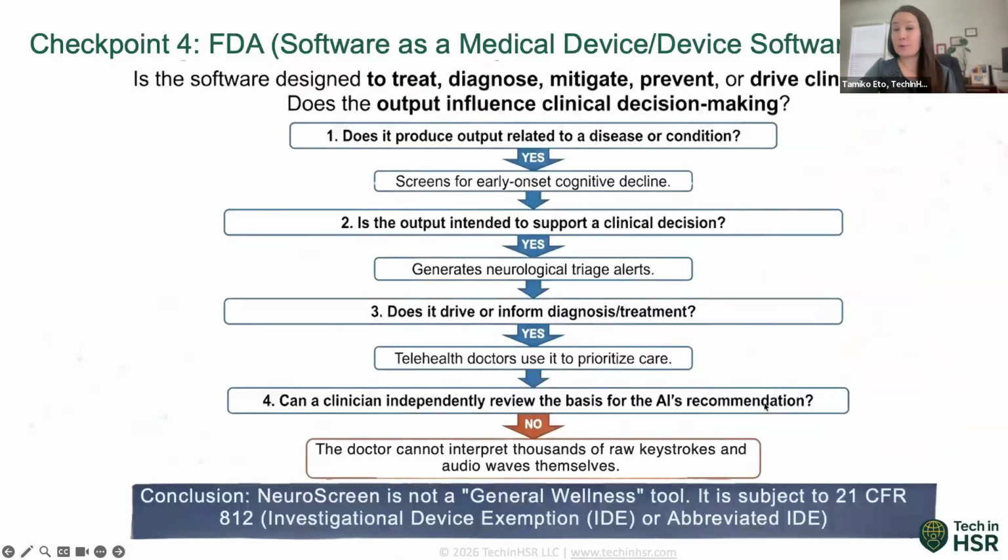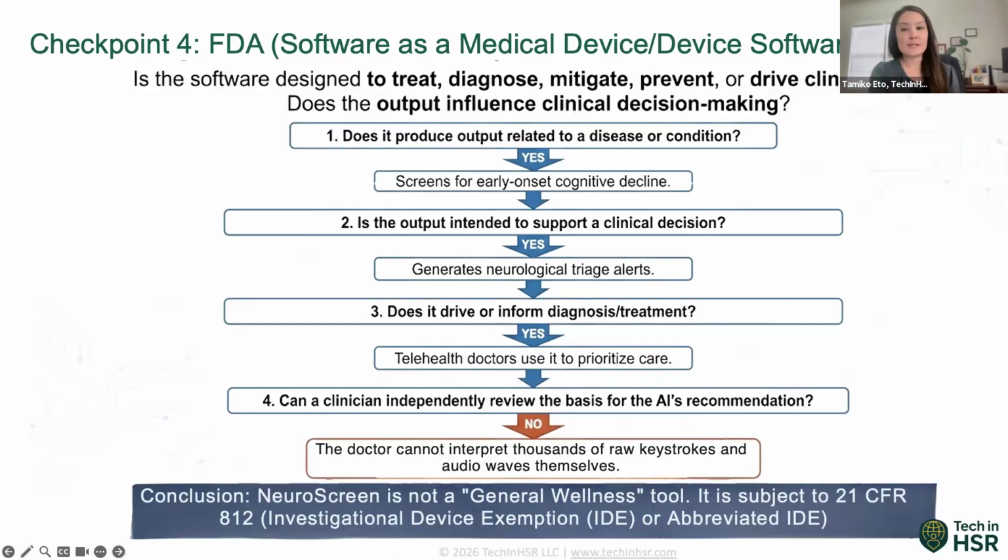And now we're going to talk about checkpoint 4, the FDA considerations. So checkpoint 4 is basically software as a medical device, or software device functions, right? And that's going to run parallel to your human subjects determination, meaning is this human subjects research and does the IRB review it or not. These are independent analyses, but both apply to NeuroScreen.